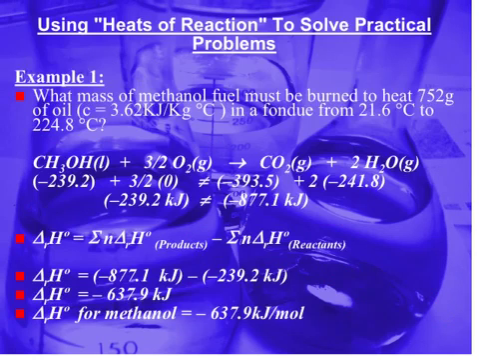Let's use the information that we've just learned to solve a multi-step problem. Our example here is, what mass of methanol fuel must be burned to heat 752 grams of oil with a specific heat capacity of 3.62 kilojoules per kilogram degrees Celsius in a fondue from 21.6 degrees to 224.8 degrees Celsius.